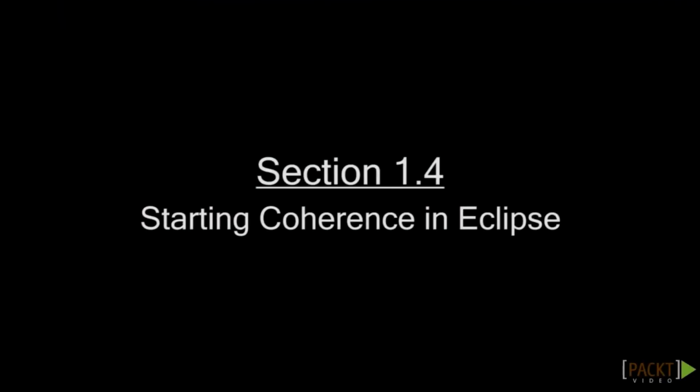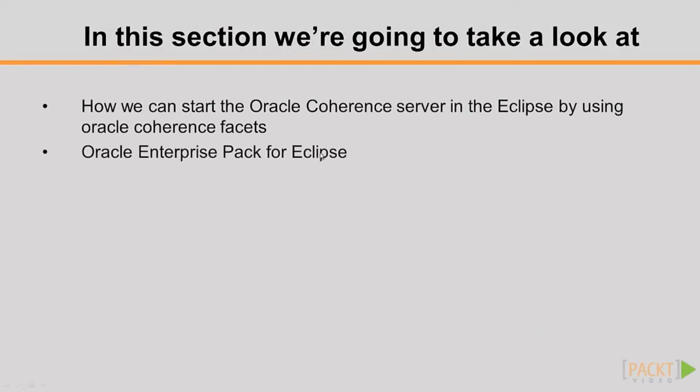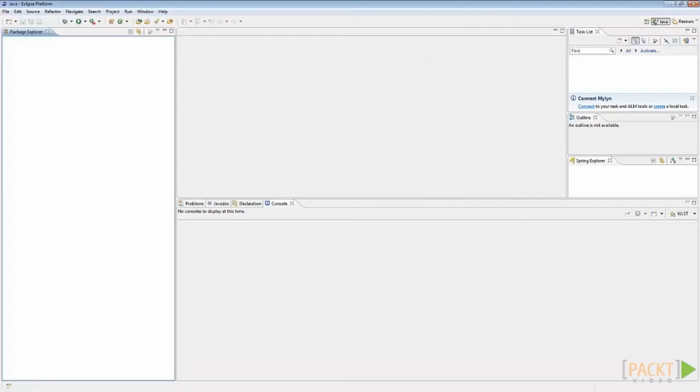In this video, we're going to discuss starting the Coherence cache server in Eclipse. Before getting started, I should mention that we use the Oracle Enterprise Pack for Eclipse. It provides many J2EE features and Coherence Facets as well, so we can use Coherence easily in our project. First of all, you'll need to create a Java project.